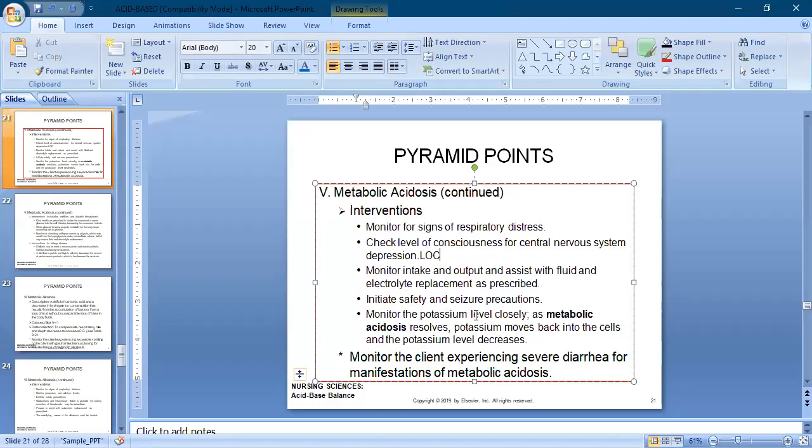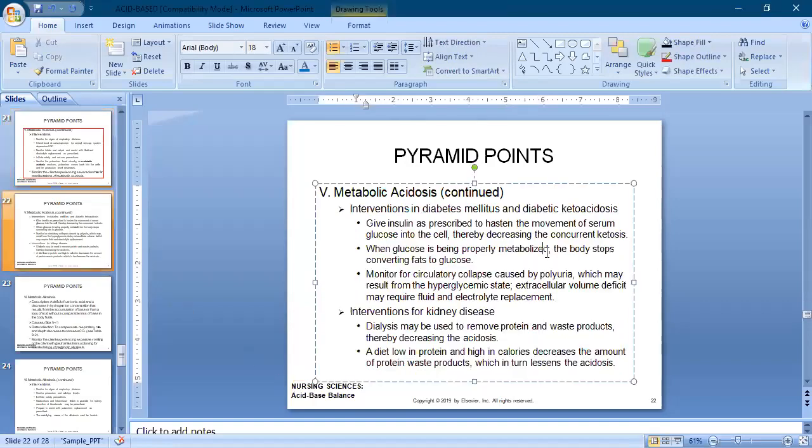Monitor the potassium level closely, as in metabolic acidosis, potassium moves back into the cell. Checking all electrolytes is important, not only potassium, but potassium is super important because it causes dysrhythmias, and dysrhythmias lead to arrhythmia and the patient dies. So monitor the client experiencing severe diarrhea, because severe diarrhea can cause metabolic acidosis, but severe vomiting can cause metabolic alkalosis, right? Super important. Commonly asked question on the NCLEX board.